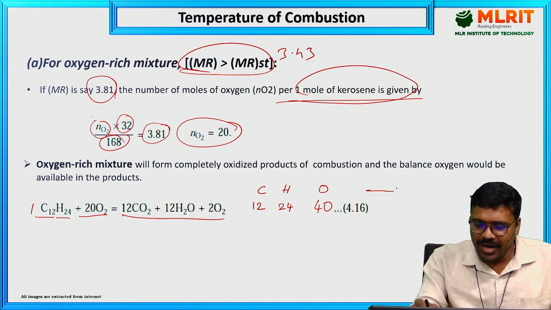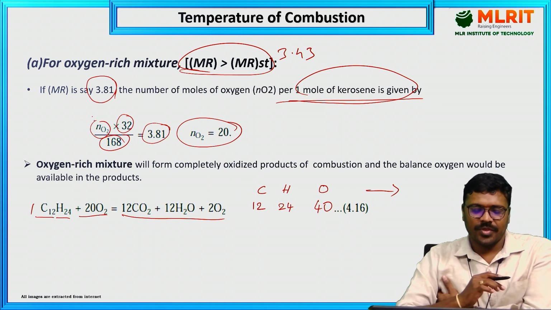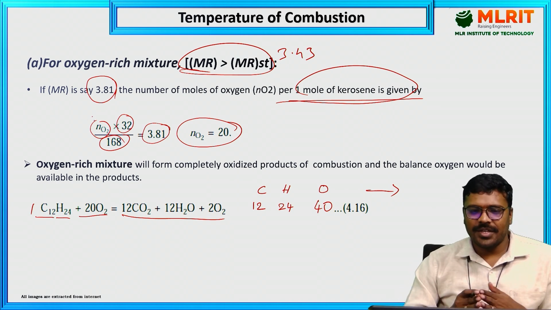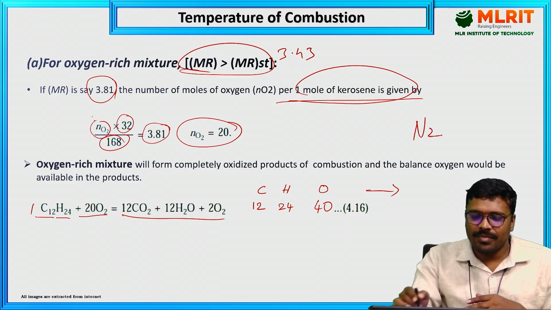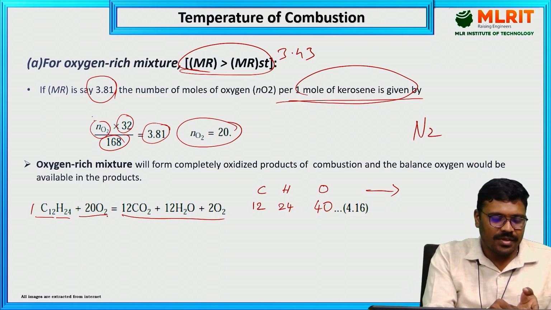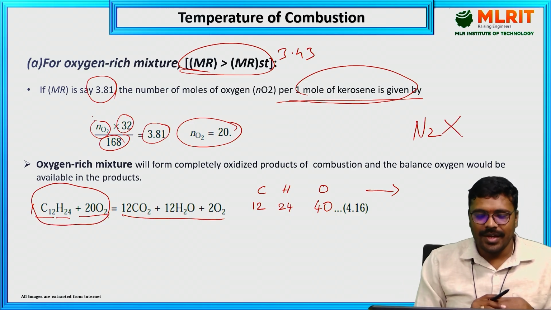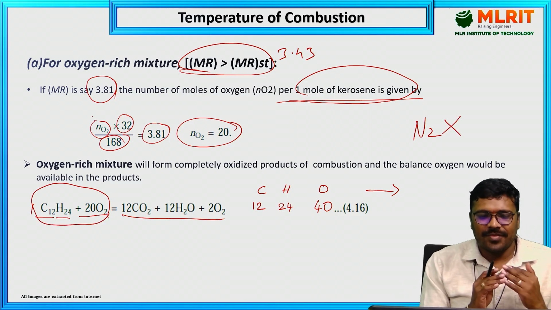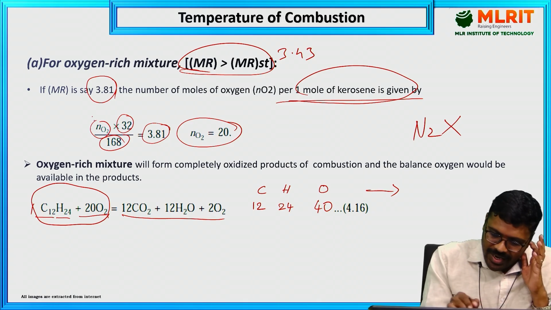According to the procedure, first, if there is nitrogen, it will form N2. But there are no nitrogen atoms in this reactant, so nitrogen will not form. Next, hydrogen will react with oxygen and form H2O. How many hydrogen atoms are there?